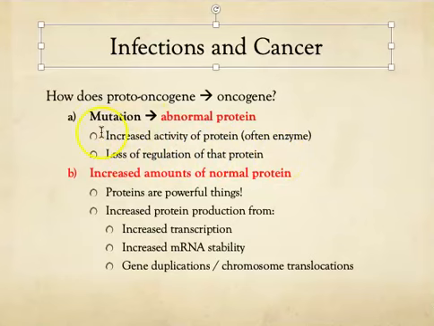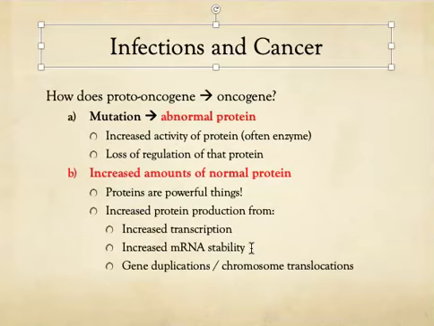That's the mutation side of things. But remember, sometimes this is about epimutation. And through epimutation, we see increased amounts of a perfectly normal protein. Proteins are powerful things. And if a cell starts to produce a protein in excessive amounts, there can be problems, including the development of cancer. Sometimes this is through increased transcription. Sometimes this is through an increased stability of the messenger RNA molecule. It doesn't get degraded as quickly as it should, and so it is translated more than it should be.